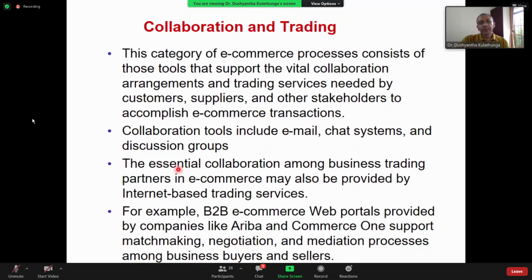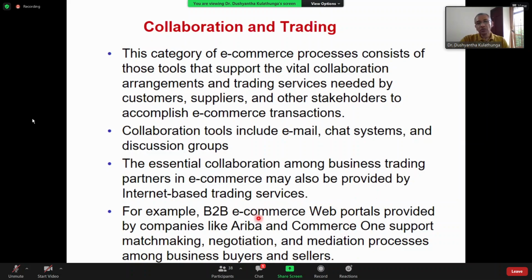Then the essential collaboration among the business trading partners can be provided utilizing some trading services, not these communication tools as highlighted here. So utilizing something identified as trading services. We will look at what we mean by these trading services. For example, B2B e-commerce web portals provided by companies like Alibaba and Commerce One support matchmaking, negotiation, and mediation processes among business buyers and sellers.